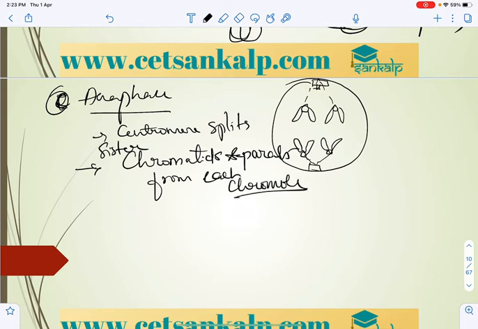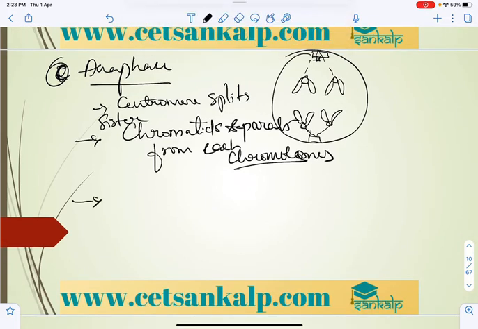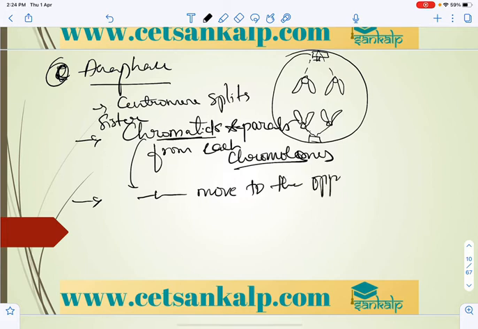23 pairs separate from each chromosome. So that is what you have to keep in mind. The very important thing is that the chromatids separate and they are going to move towards the opposite poles.